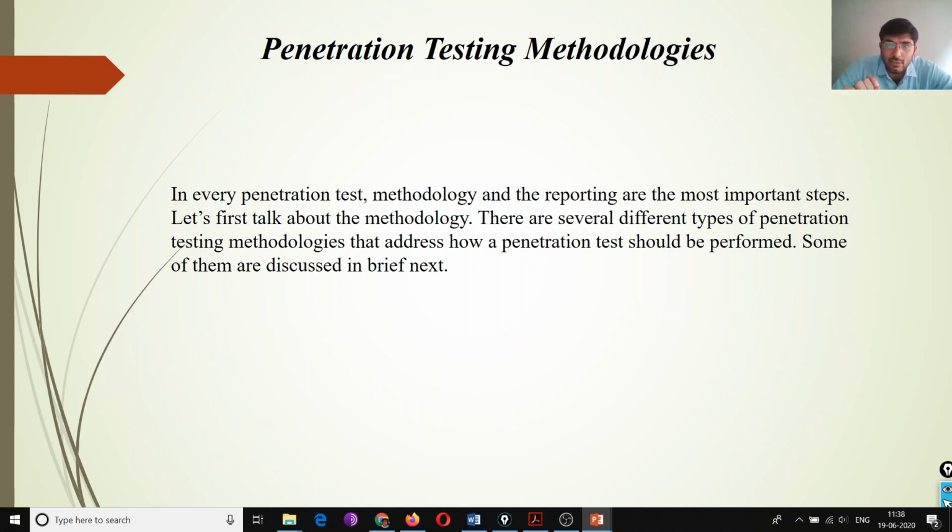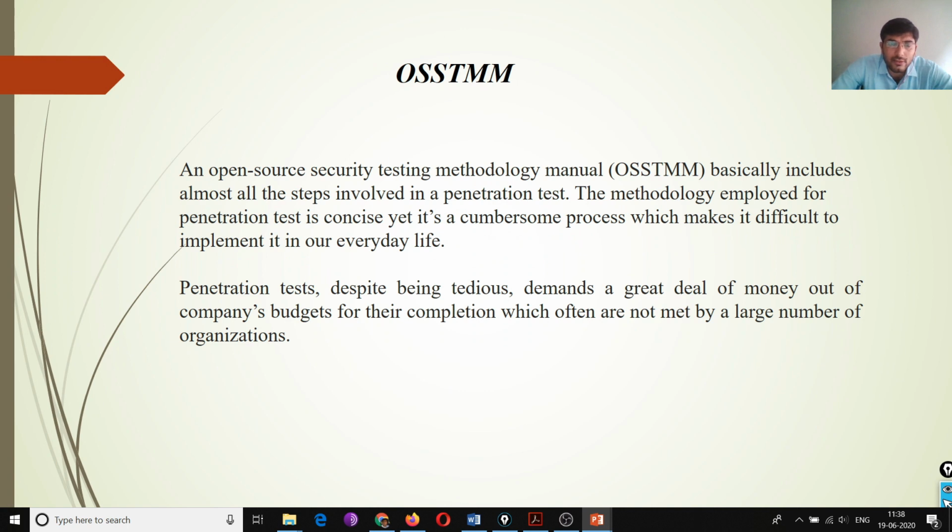There are several different types of penetration testing methodologies that address how a penetration test should be performed. Some of them we will discuss in the next slides. The first methodology that a penetration tester uses is OSSTMM, the Open Source Security Testing Methodology Manual. It basically includes almost all the steps involved in penetration testing, because first we need to gather the information, then we do the scanning, then we try to find some vulnerabilities, then we exploit those vulnerabilities. So it involves all these steps, right?